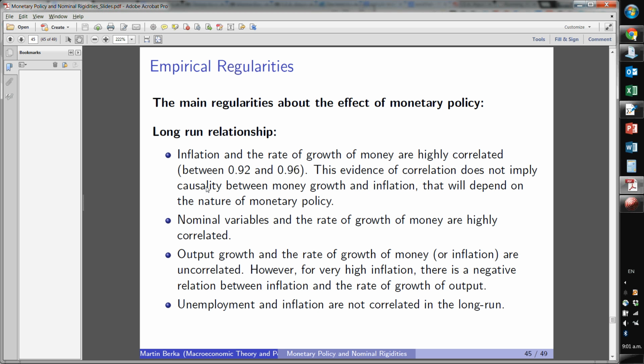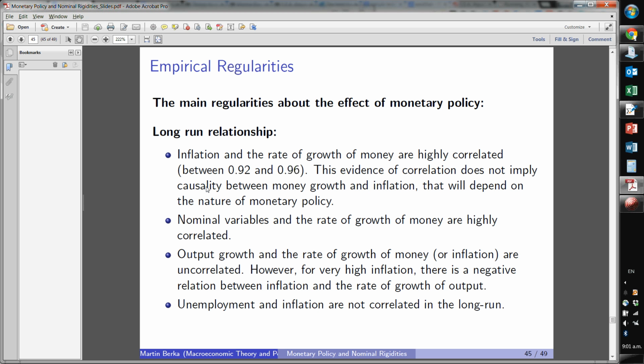All right, so in the long run, as you would expect, what we've been trying to bang on about for months now is that in the long run, money is neutral. So inflation and money growth are very highly correlated in the long run. All that more money does, in the long run, is create higher price levels. And that is true: correlation 0.96 to 0.92.